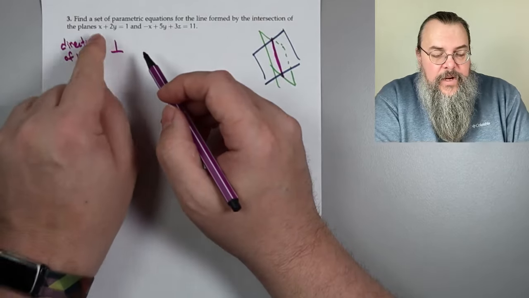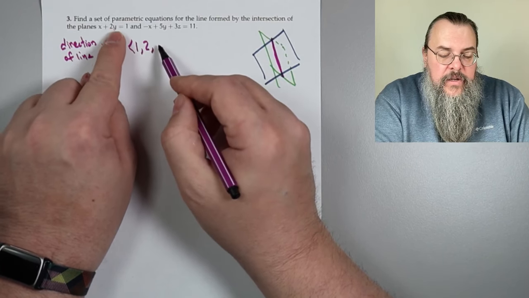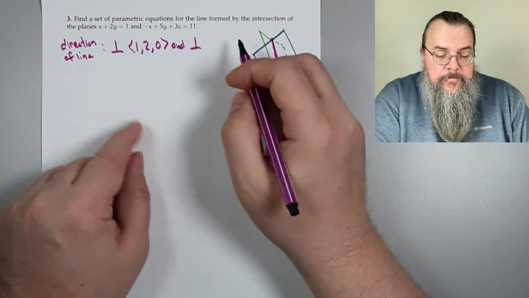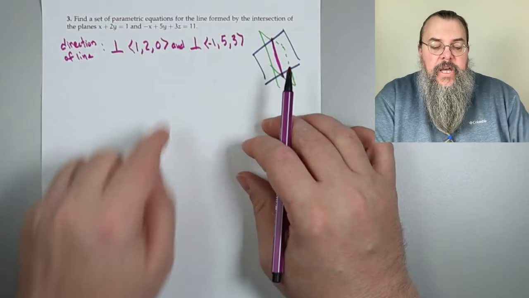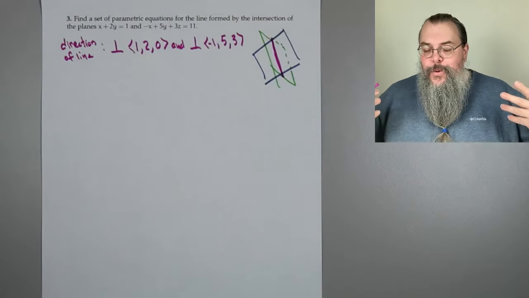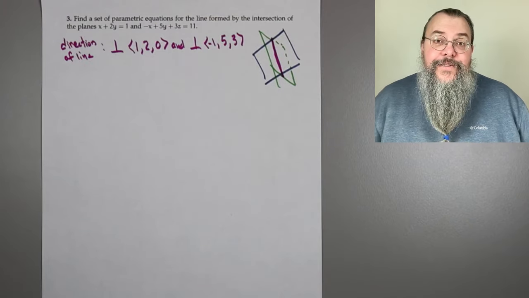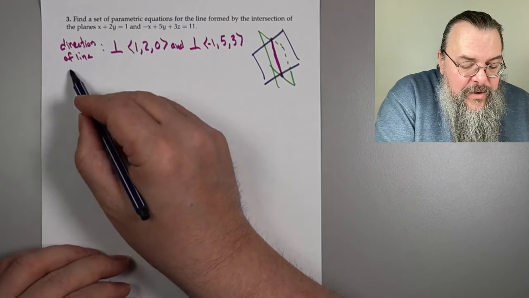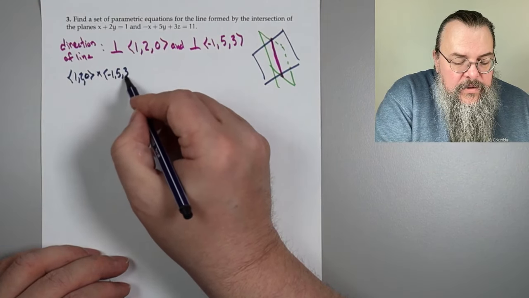What are the normals? You read off the coefficients. Here, the coefficient of x is 1, the coefficient of y is 2, and there is no coefficient of z, so it's 0. And the other normal is minus 1, 5, 3. So we now know that our direction is perpendicular to two other directions. How do we find something perpendicular to two other things? There's a great tool for that, the cross product. So we take the cross product of 1, 2, 0 with negative 1, 5, 3.